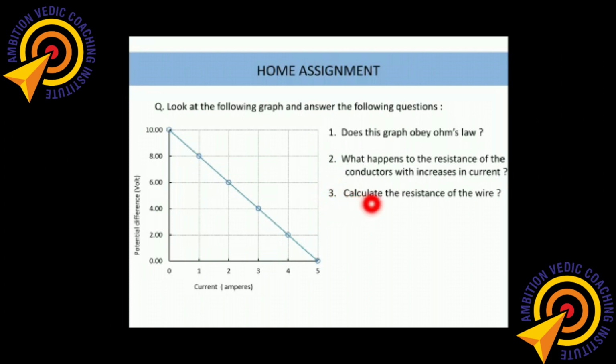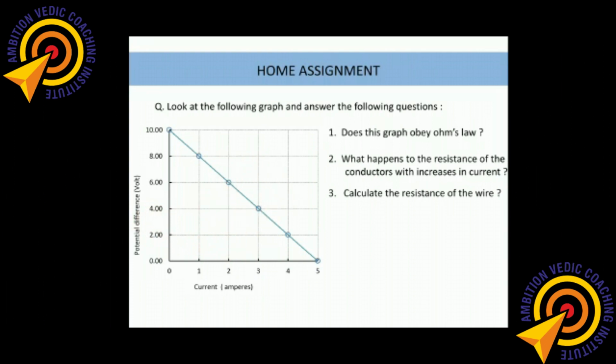Now point number 3, calculate the resistance of the wire. We know how to calculate the resistance of a wire, and then we can find out values from here. We can substitute in the expression, since resistance is nothing but the slope of a line. Even though it does not obey Ohm's law, we can calculate the value of R, because it is a graph between potential difference and current. But this does not go with Ohm's law.